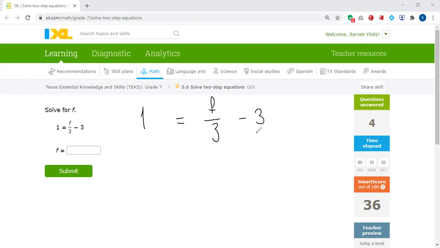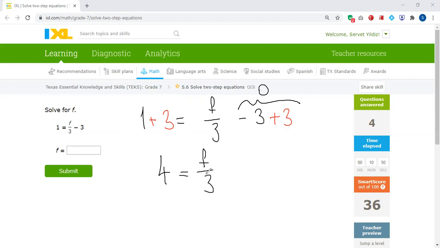So I have to, what's the inverse operation of minus? It's going to be plus. So I'm going to add 3 to both sides. I have to do the same thing to both sides. So 1 plus 3 is 4. F divided by 3 will be left because this is going to be 0. F divided by 3 on the right hand side.